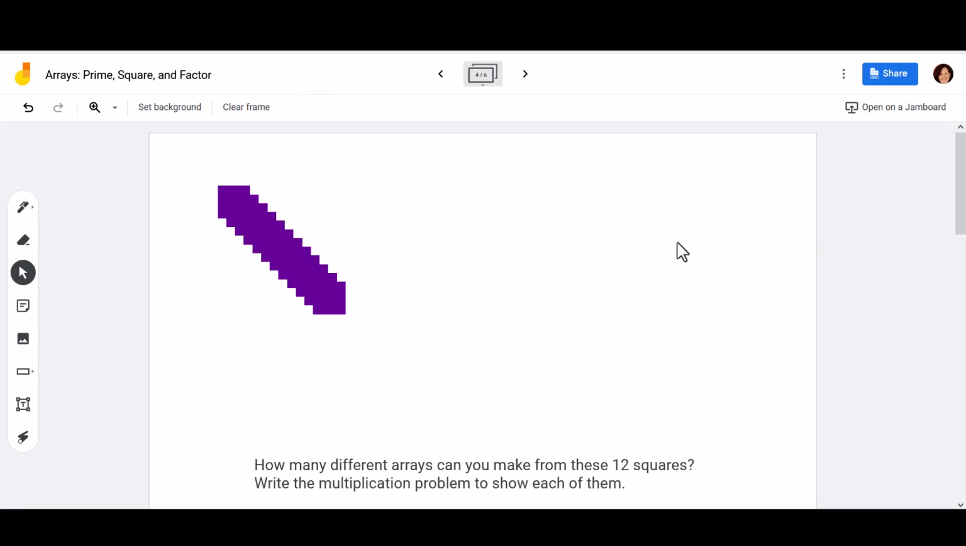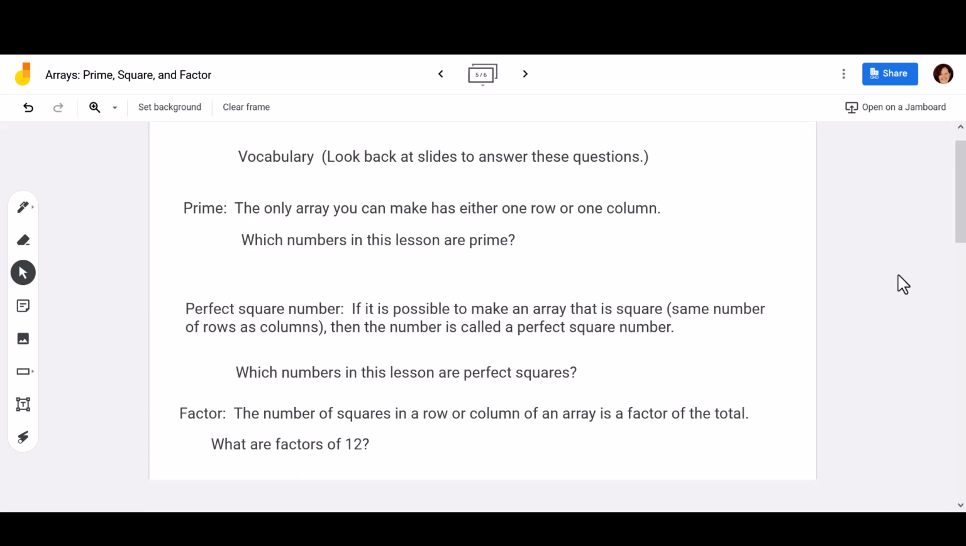Now here we have 12 squares, and have them just see how many different arrays they could make out of 12 squares. And when they finish an array, write out the multiplication problem. If they make a 3 by 4, have them write 3 times 4 equals 12. And 4 by 3, put that too. Tell them they can count that as a different problem, make as many as they can, and write out the multiplication.